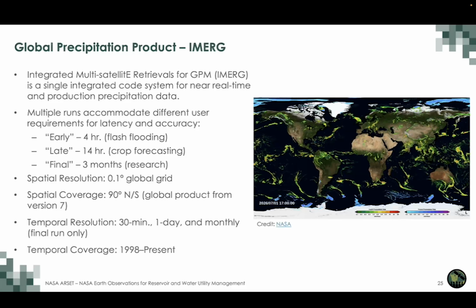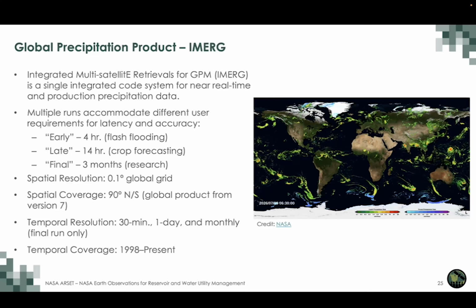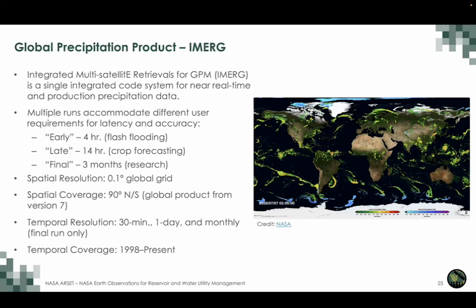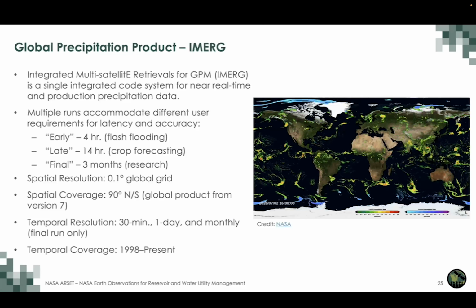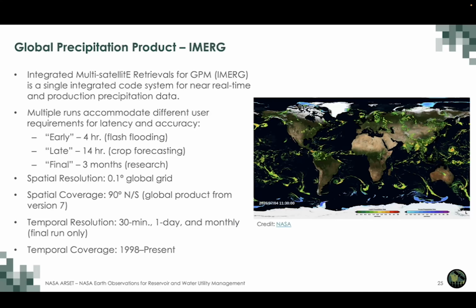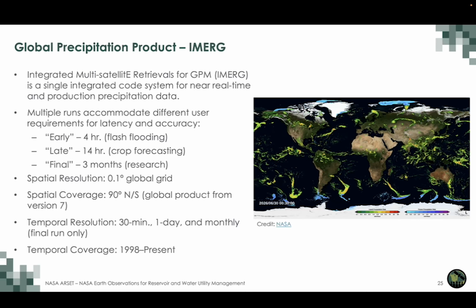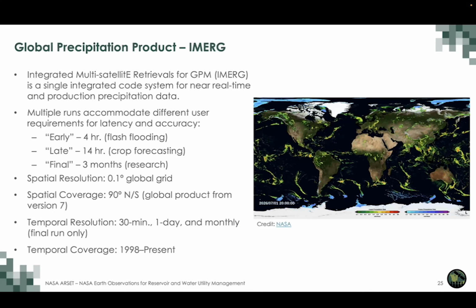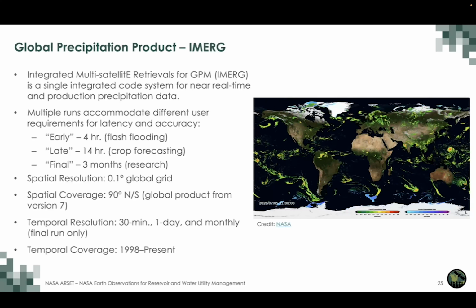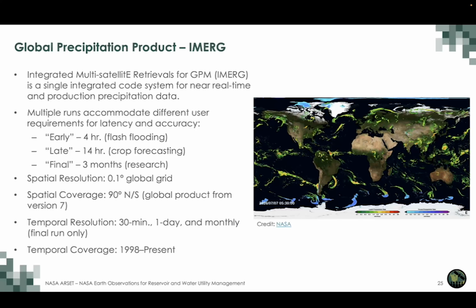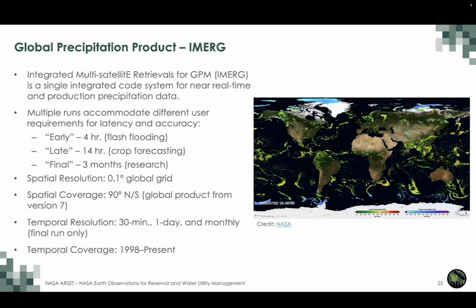Let's look at the actual data product we use, iMerge. It is a highly capable, integrated system that provides both near real-time and historical precipitation data. Because different decisions require different timelines, iMerge offers 3 runs. The early run is available in just 4 hours, making it vital for immediate flash flood monitoring. The late run is available in 14 hours, and the final run takes 3 months, providing the highest accuracy for long-term reservoir planning and hydrologic modeling. The product operates on a 0.1 degree global grid with true pole-to-pole coverage, and its continuous temporal record stretches all the way back to 1998, which is essential for our baseline models.